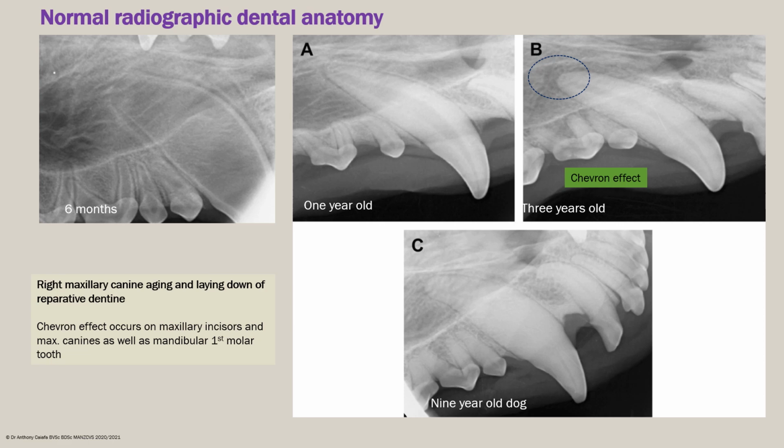If we look at the image down in the bottom right, we have a 9-year-old dog. You can see that there's a lot of secondary dentine formed. There may even be tertiary dentine or reparative dentine, and now the pulp canal is very narrowed. And with the narrowing of the pulp canal, that is a normal aging of the dog's tooth.